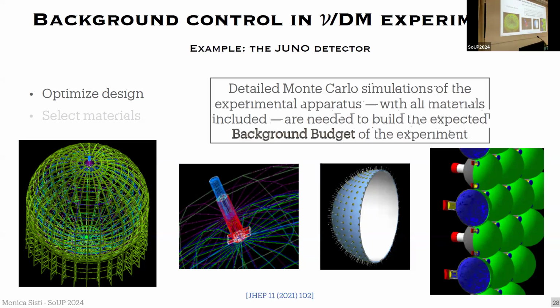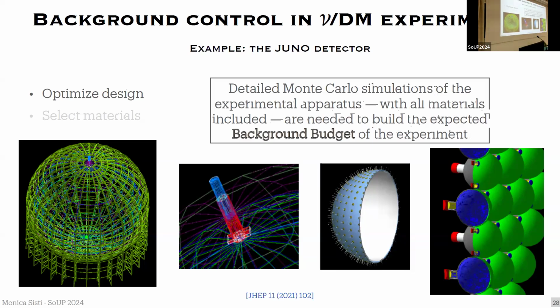Here I show you the case of Juno. For example, these are Monte Carlo reproductions of Juno components. This is the stainless steel truss. This is the chimney on top of the acrylic vessel. This is the acrylic vessel with the columns that attach it to the truss. These are the PMTs with all the electronics inside.